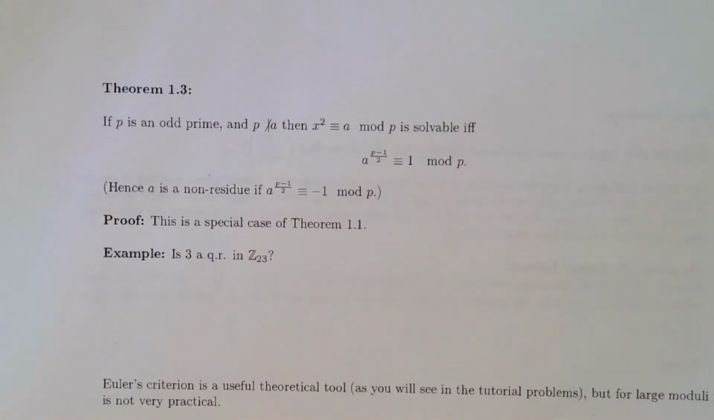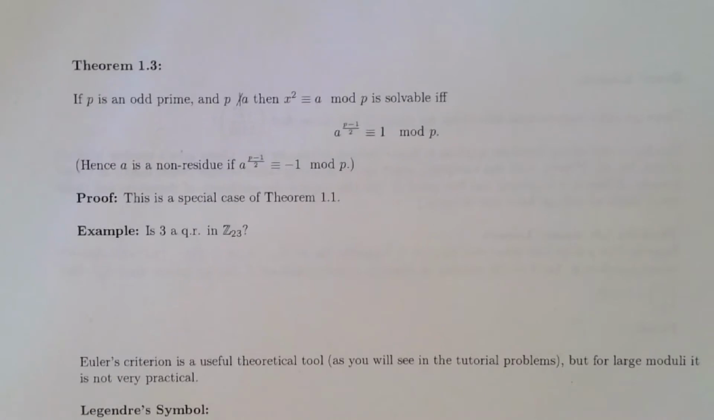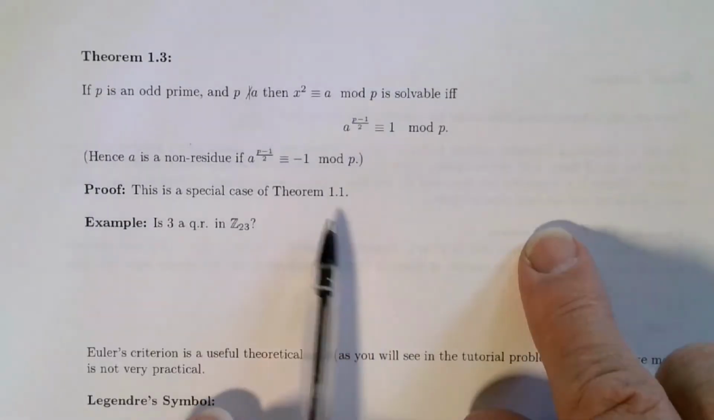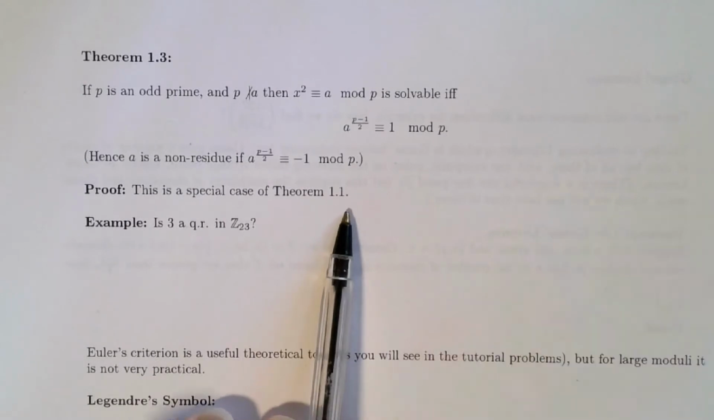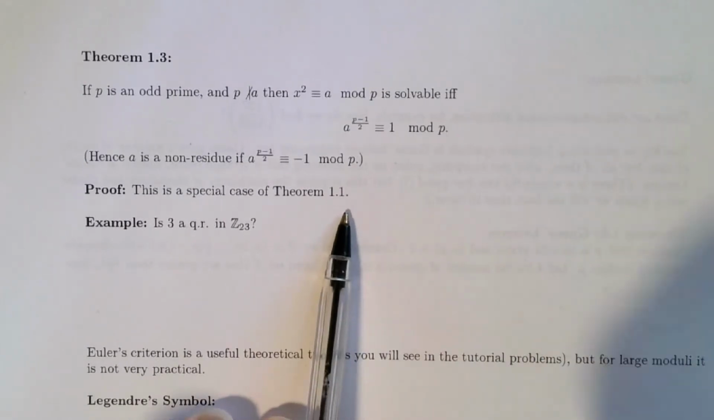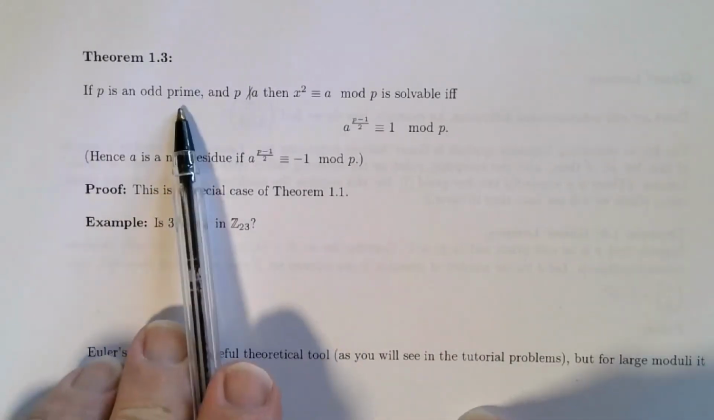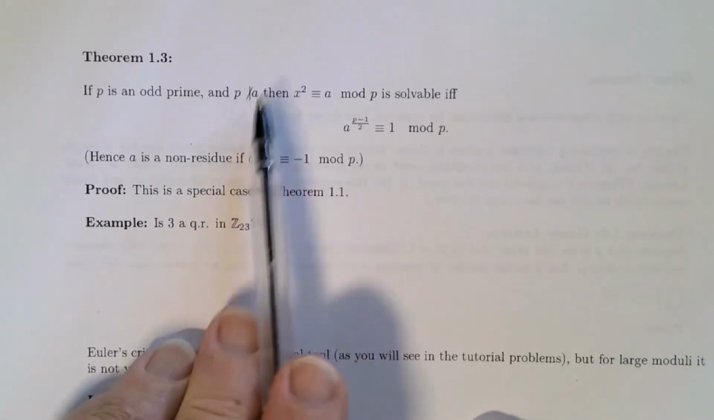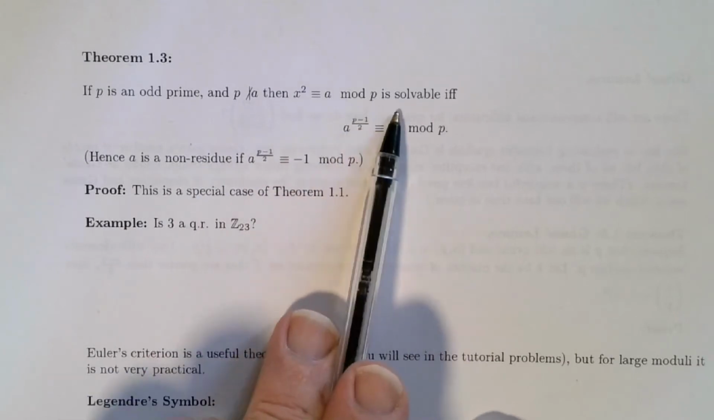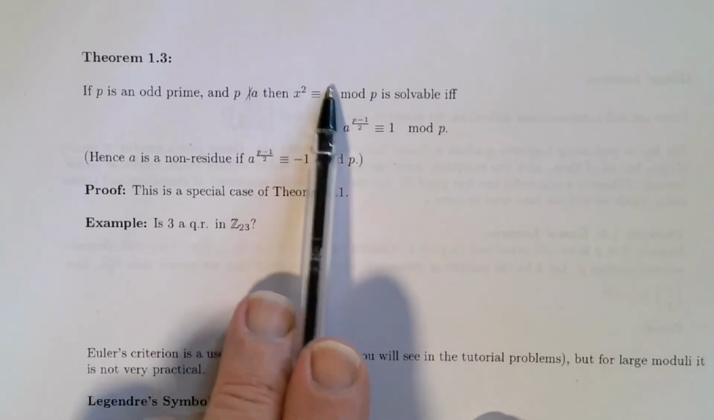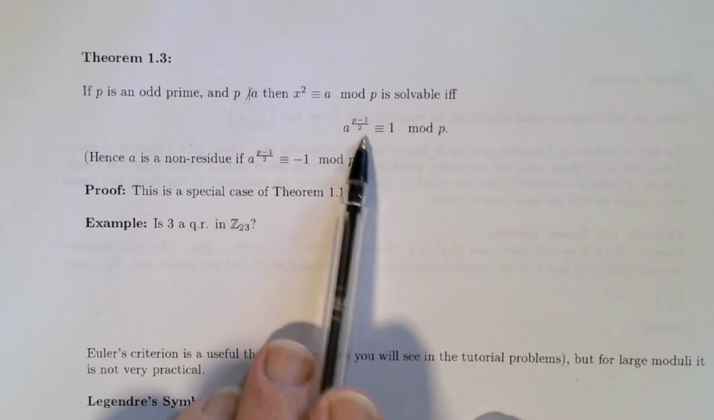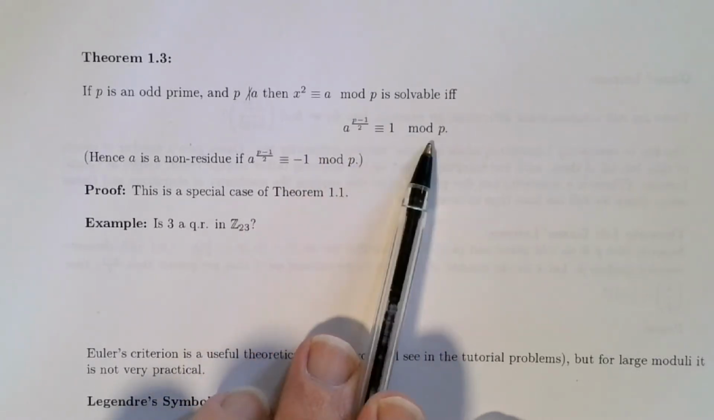So to do that, we have a lovely thing called Euler's criterion. In fact, it is a special case of Theorem 1.1, the proof of which I'll leave you to go back and check, to see if you can give a proof of that. It says if p is an odd prime and p doesn't divide a, then x² ≡ a mod p is solvable, that is, a is a square, if and only if a^((p−1)/2) ≡ 1 mod p.